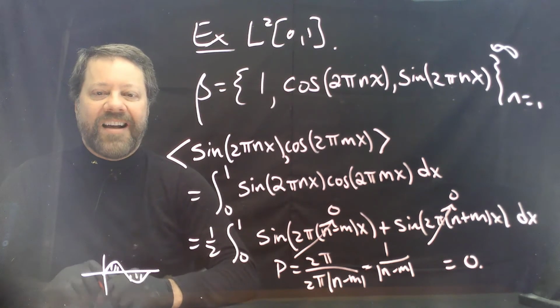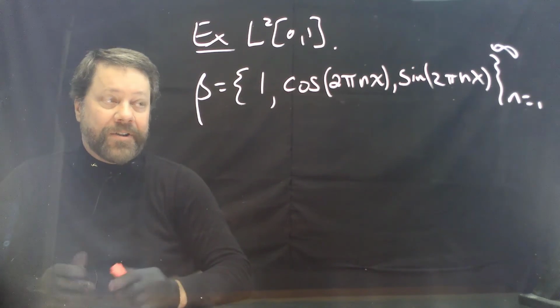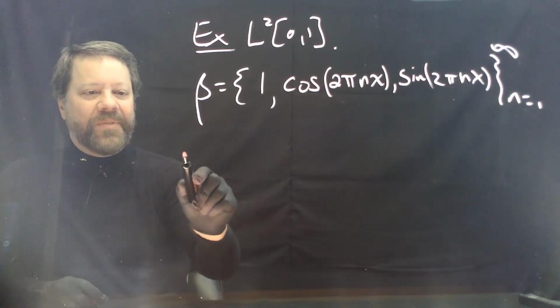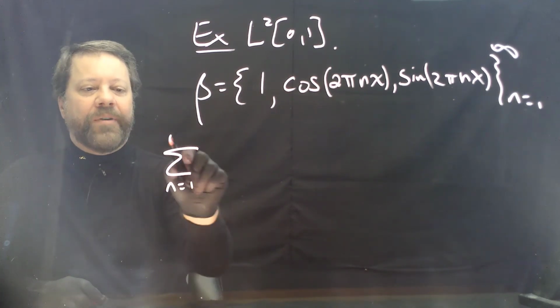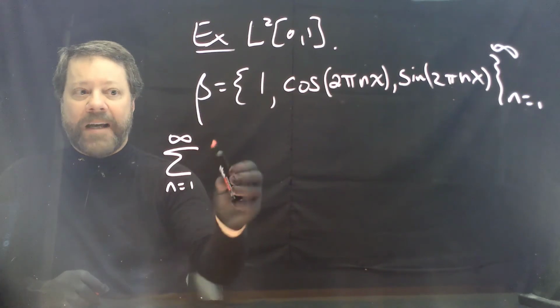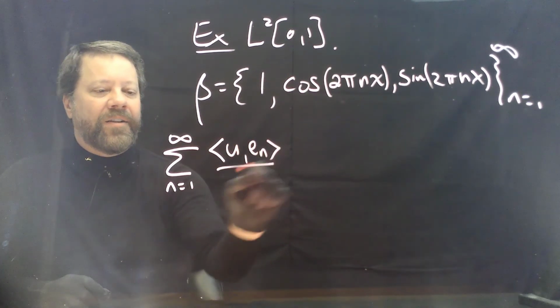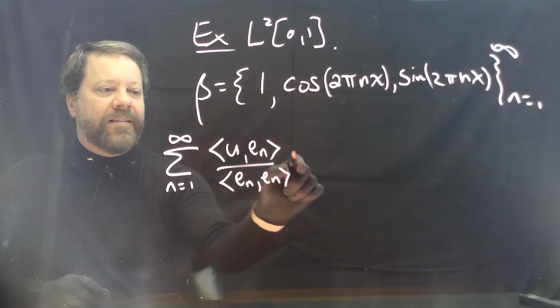However, it is not normalized. How do you calculate a Fourier series if your Schauder basis is not normalized? Well, that's not too hard to do. What you do is you take the sum as n goes from 1 to infinity, and you normalize after the fact. Inner product of u with e_n over the norm of e_n.